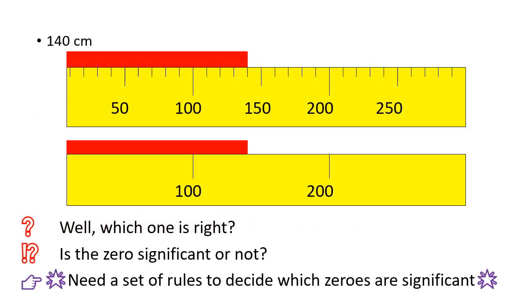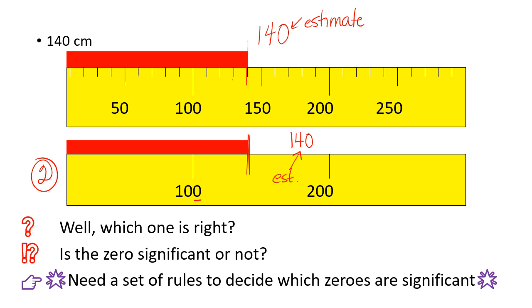So let's re-examine that original ruler. In this one, we have a 1, a 4, and it is right on the line, so I'm going to estimate the 0. On the second ruler, I know the 1 kind of looks like a 4, but do I just leave it like that, 1, 4? You know better than that. It's got to have that 0 to show how big it is. So it's 140, but my estimated digit is the second one, or the tens place, rather than the ones place.